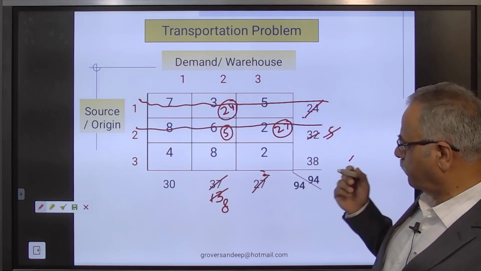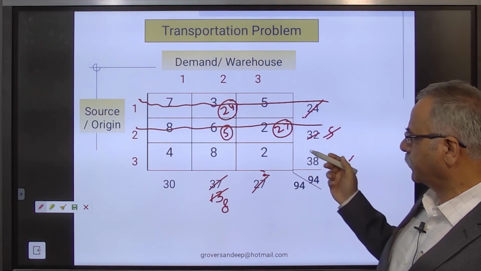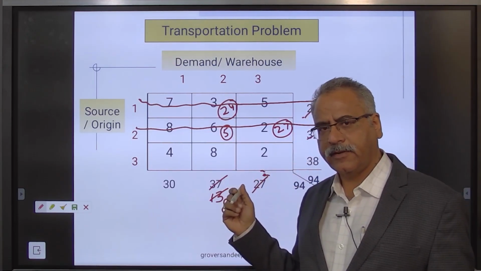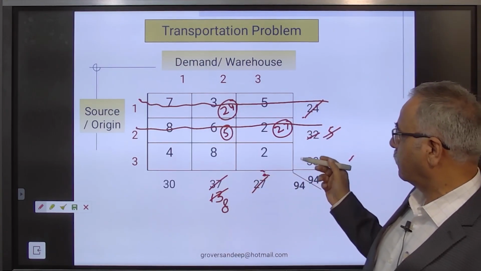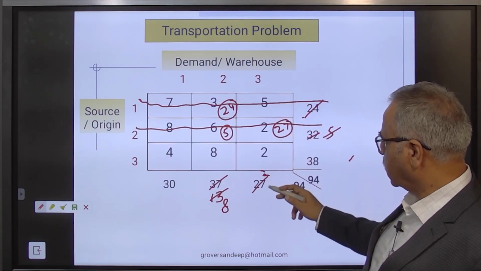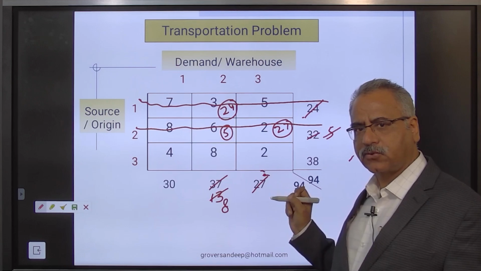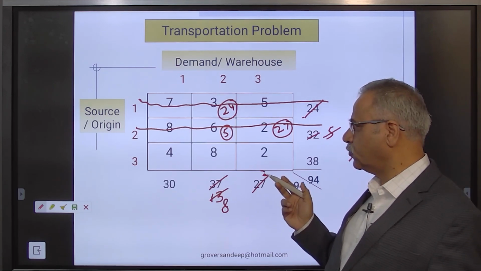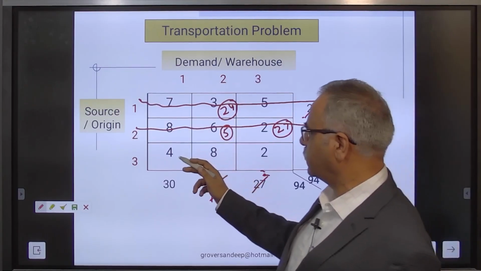Now, as per the methodology of the row minimum method, we move on to the third row. Minimum cost is 2, okay, and it would have been best since it is the minimum cost in the complete matrix. But in this case, you find that the capacity of this warehouse is over. So, when the capacity of this warehouse is over, you cannot allot anything. So, now you need to move to the next higher cost, which is 4 here.